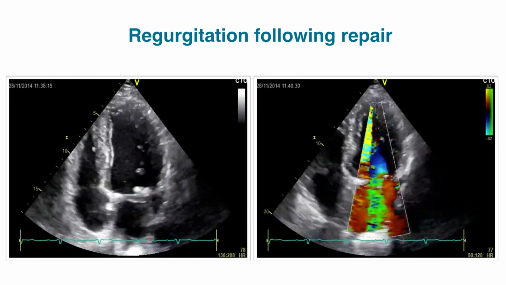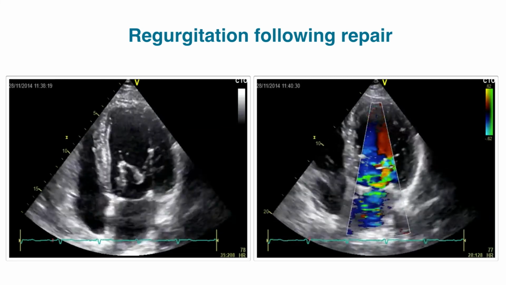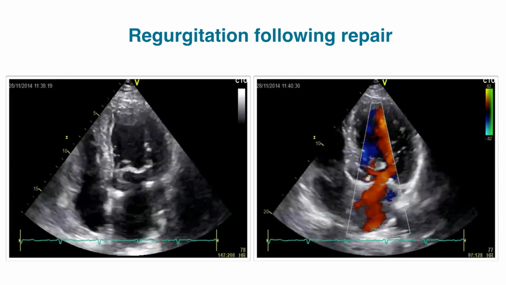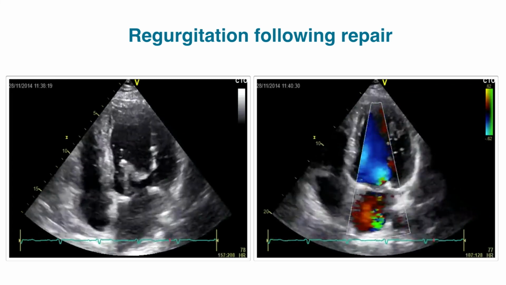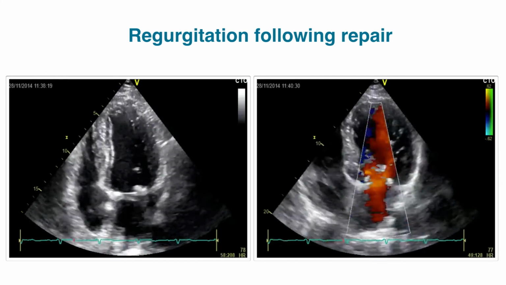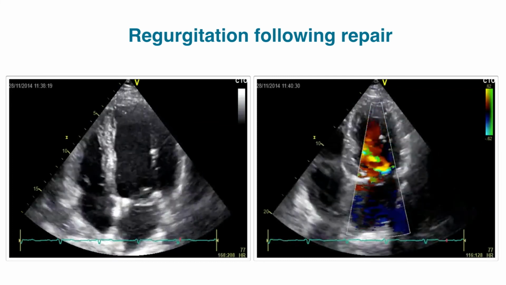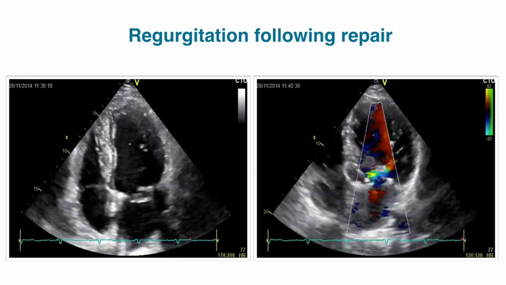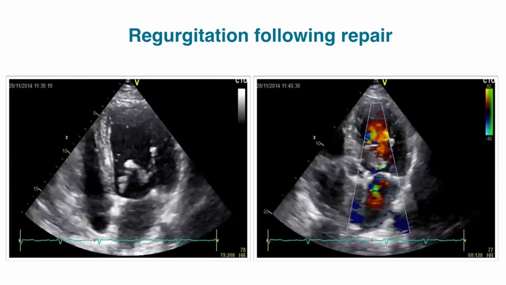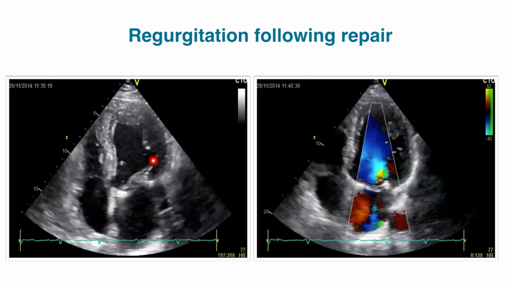But much more frequently, you see recurrent regurgitation following the repair. This is a case where you can nicely see there is significant mitral regurgitation after surgery. This is actually an interesting patient because this patient had artificial cords. You can see them attached right here. You see the cords attached to the papillary muscle here.